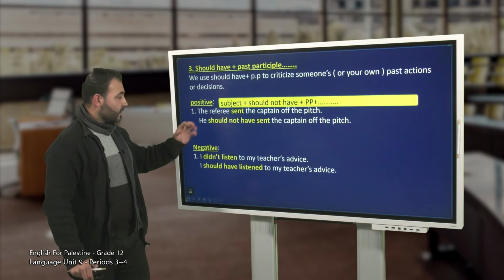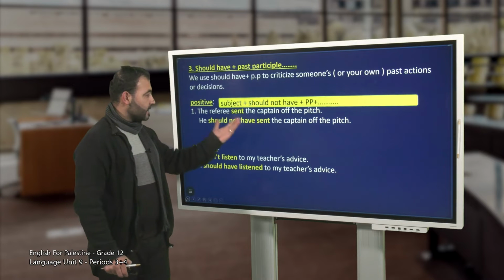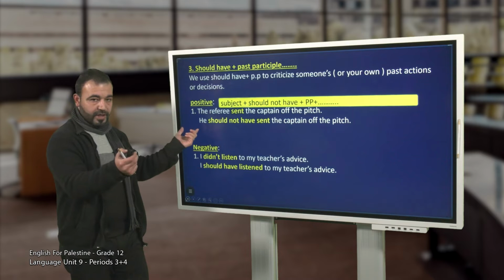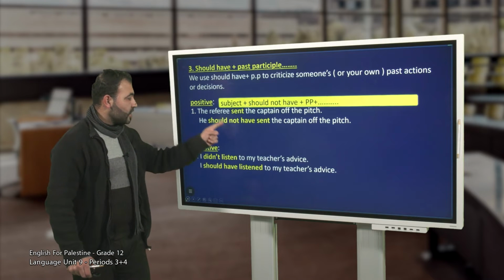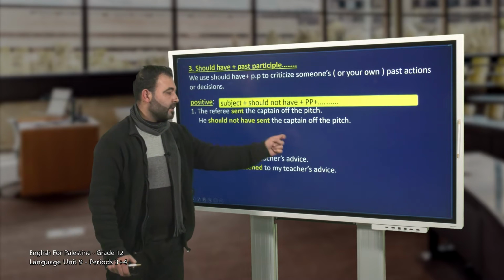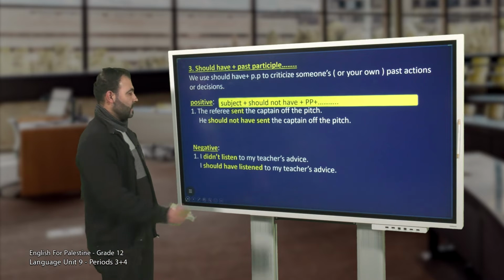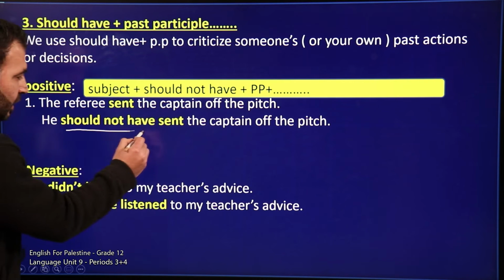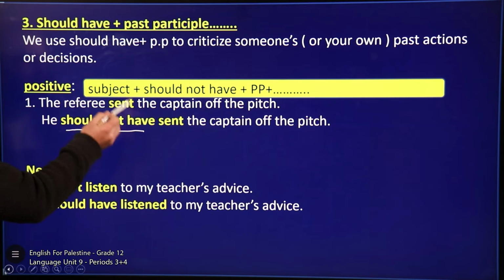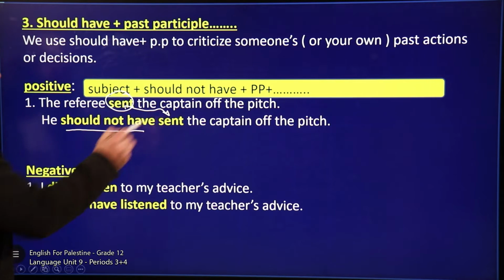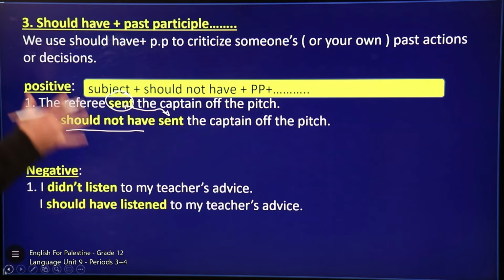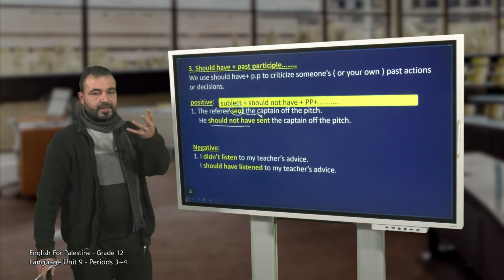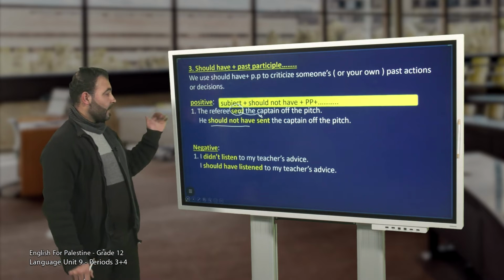The referee sent the captain off the pitch. The change here is: he should not have sent the captain off the pitch. He is the subject, should not have from the rule, and the verb here we change into the past participle form, and sent stays as it is, sent, because it's an irregular verb in the past.